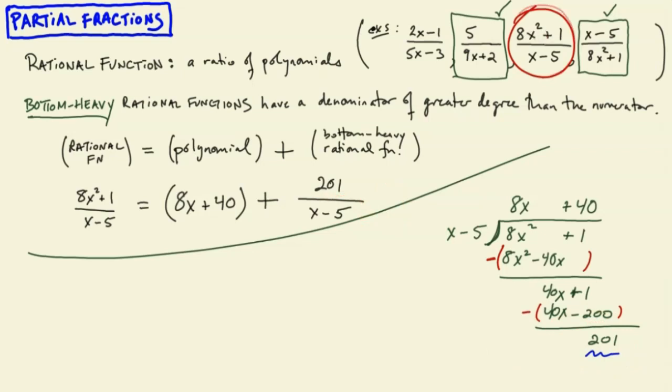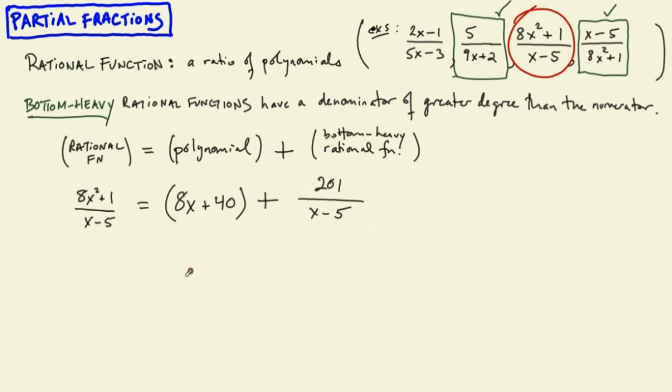We took our original top-heavy rational function and rewrote it as the sum of a polynomial and a bottom-heavy rational function, using nothing more than good old-fashioned polynomial division. Okay, but why would we want to do that? We want to do that because if we're trying to integrate a rational function that is not already bottom-heavy, that polynomial division trick rewrites it as a sum of two simpler functions. And since the integral of a sum is the sum of two integrals, we like that.